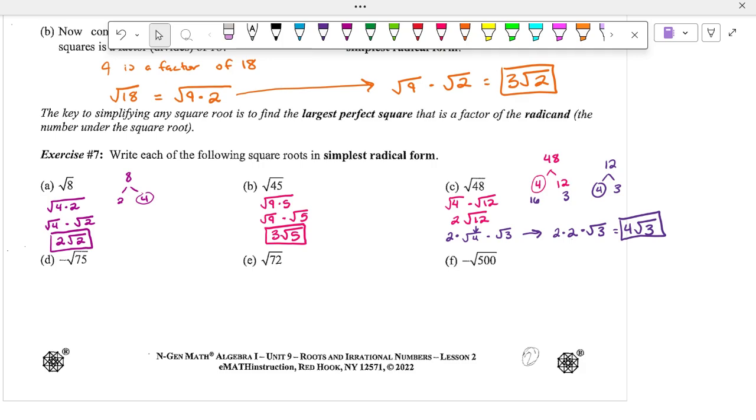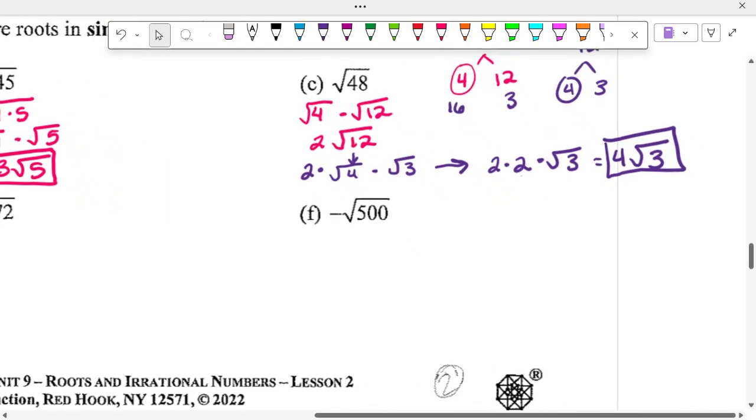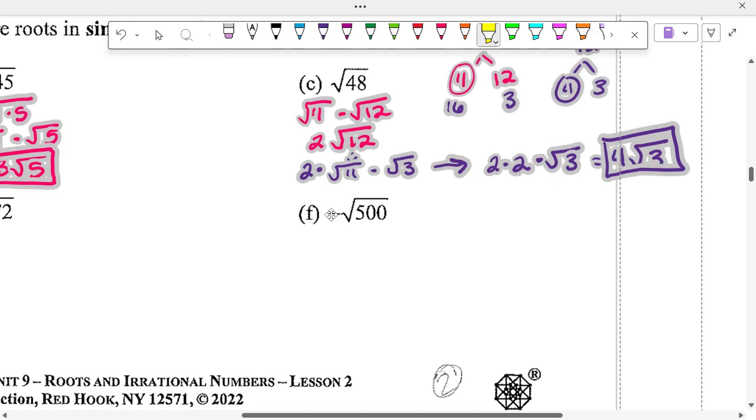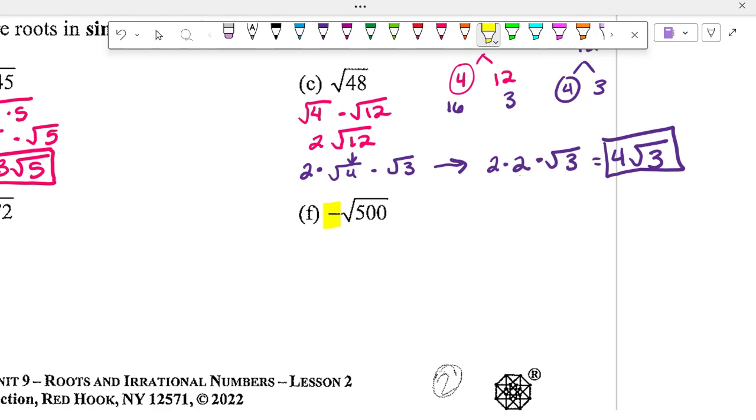Let's do F. So letter F. Now, take note, it's a little hard to tell, but take note of this negative on the outside. Since there's a negative on the outside, that means we're going to do what at the end? Put a negative, make sure that negative is still on the outside. So we're multiplying whatever we get by a negative.